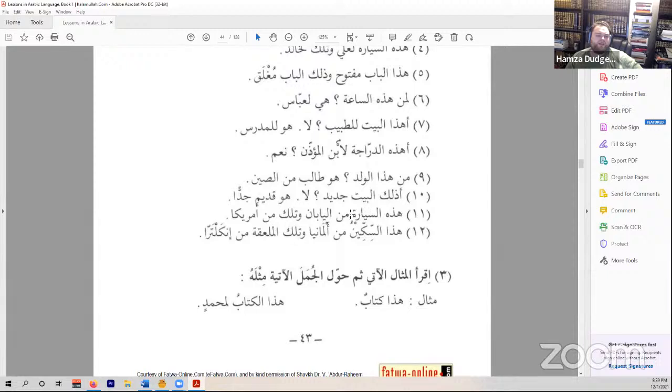هذه السيارة من اليابان وتلك من أمريكا. This car is from Japan and that car is from America. هذا السكين من ألمانيا وتلك الملعقة من إنجلترا. So this is a kind of a trick one. So this knife is from Germany and that spoon is from England.